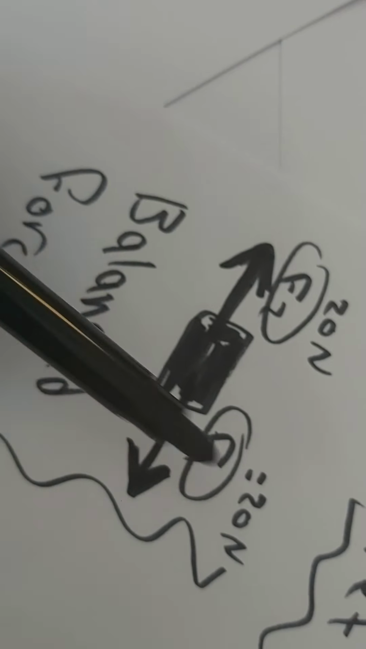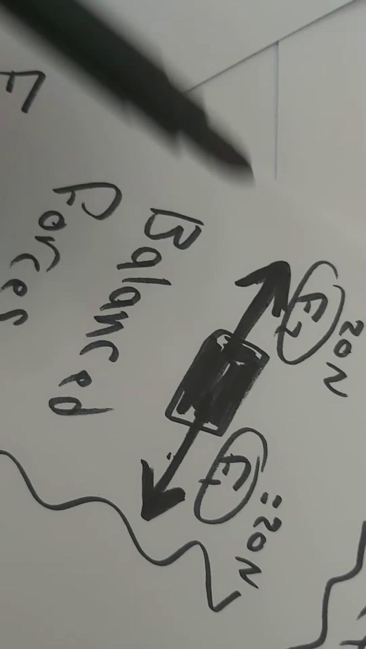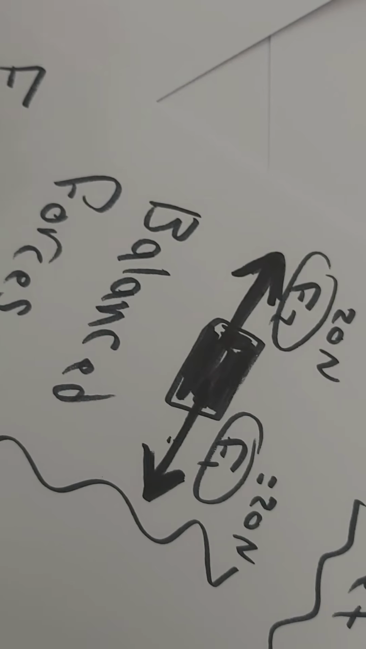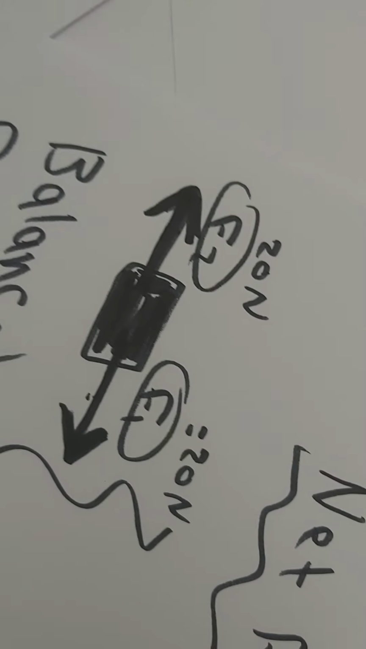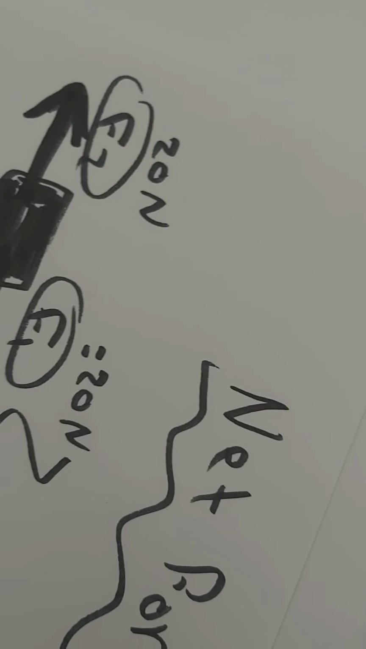So what are balanced forces? Balanced forces means our forces have the same magnitude and opposite direction. So here F net equals what? If they are in opposite direction, you have to subtract. So 20 minus 20 equals 0. The object will stay in its position. So this type of forces, we call balanced forces.